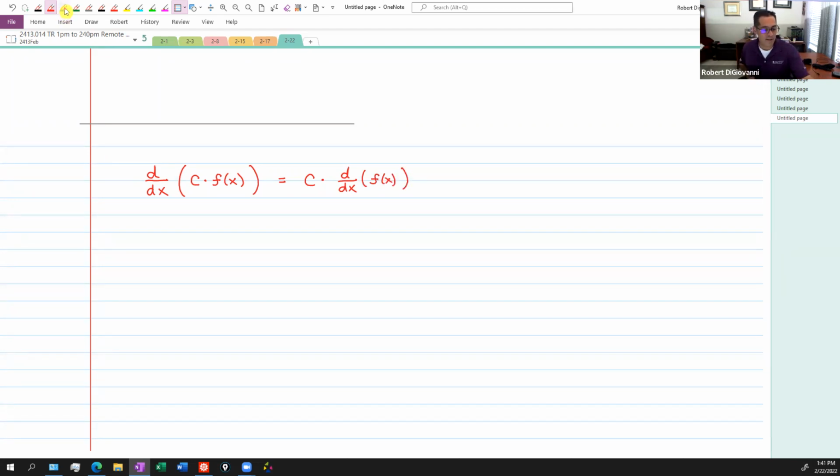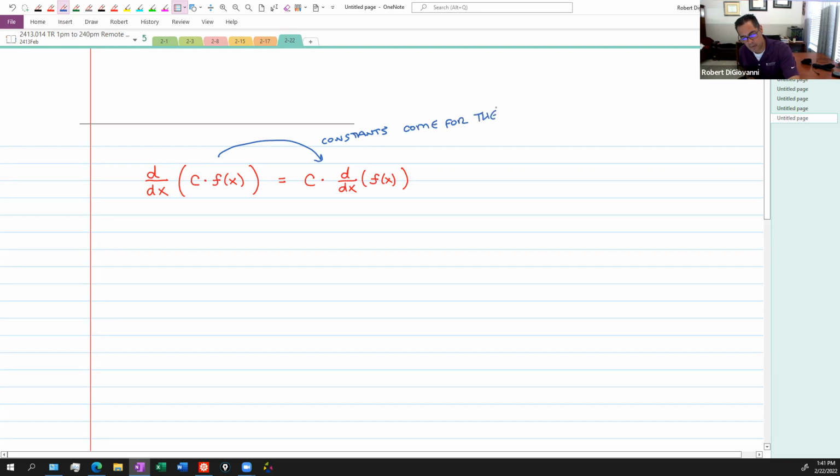Okay, whatever that function is, you'll take the derivative of it. The way I like to look at this is by saying really what this rule is saying is that constants come for the ride. Okay, they come for the ride. You know what I mean by that? They're just gonna tag along the whole time out front. All right. I'll show you a specific example.